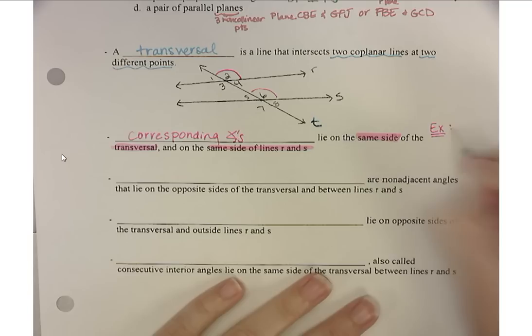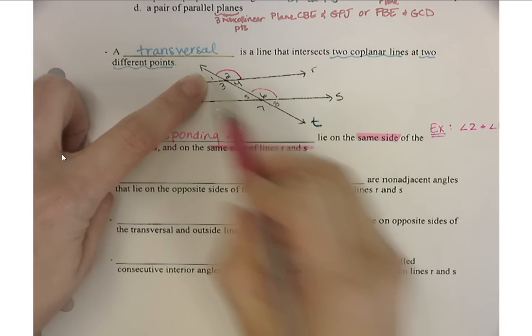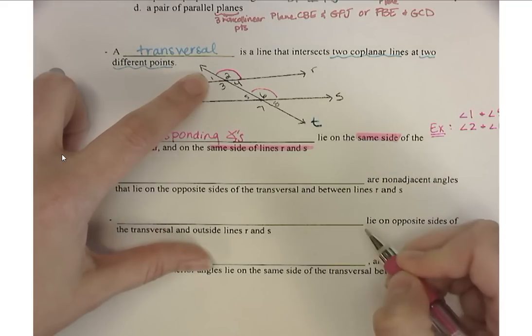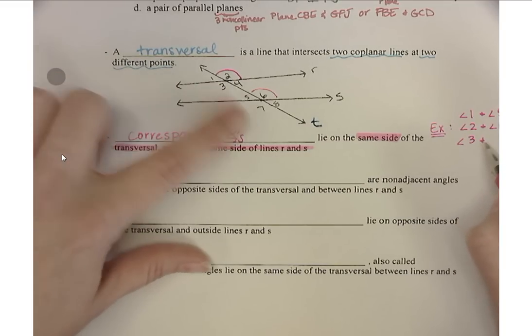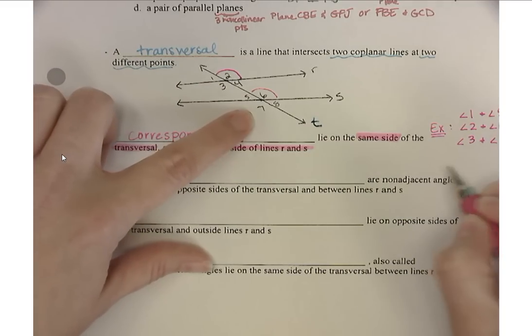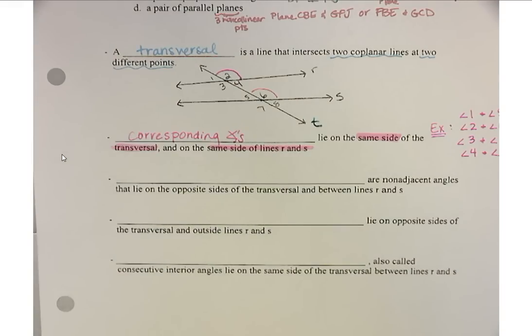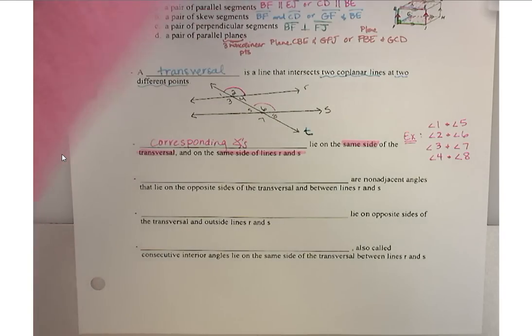We're actually going to name all of them in your picture. So 2 and 6. Another one, if you look at 1, 1 and 5 are in the same spot. So 1 and 5 are going to be corresponding. If you look at angle 3, that's in the same place on R as it is on S, so it's 3 and 7. And then angle 4 and angle 8, those are all corresponding angles. Okay, so corresponding angles.